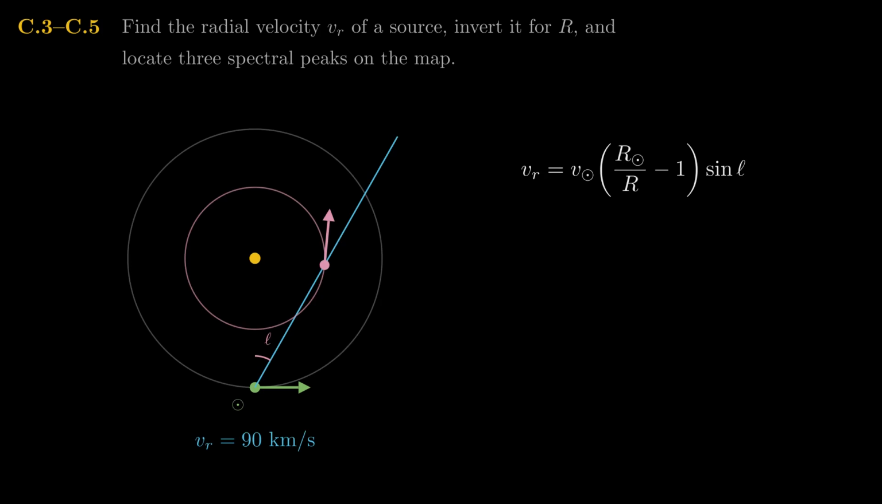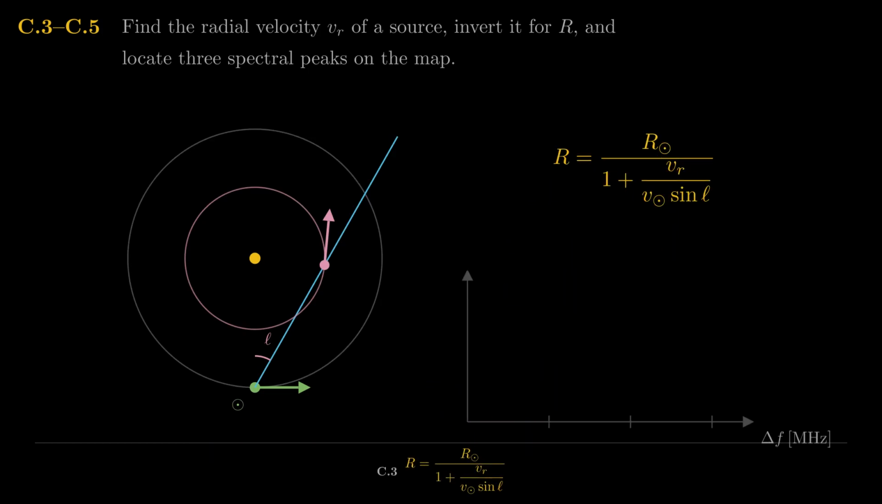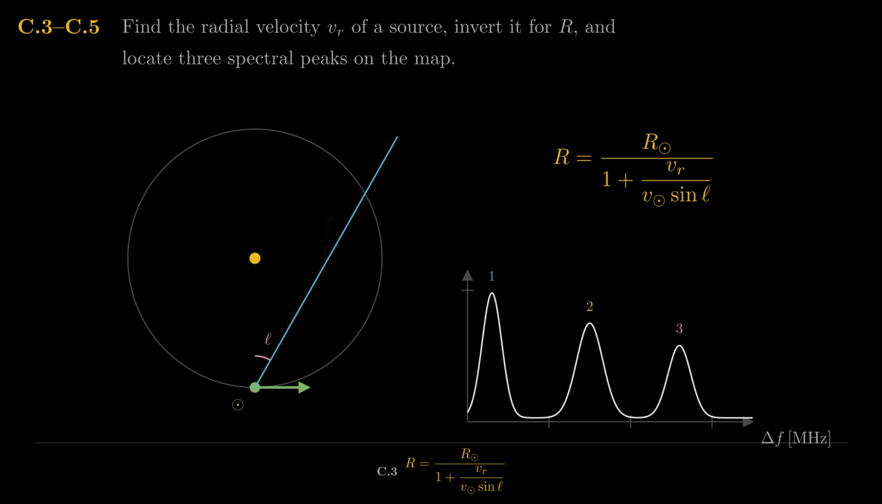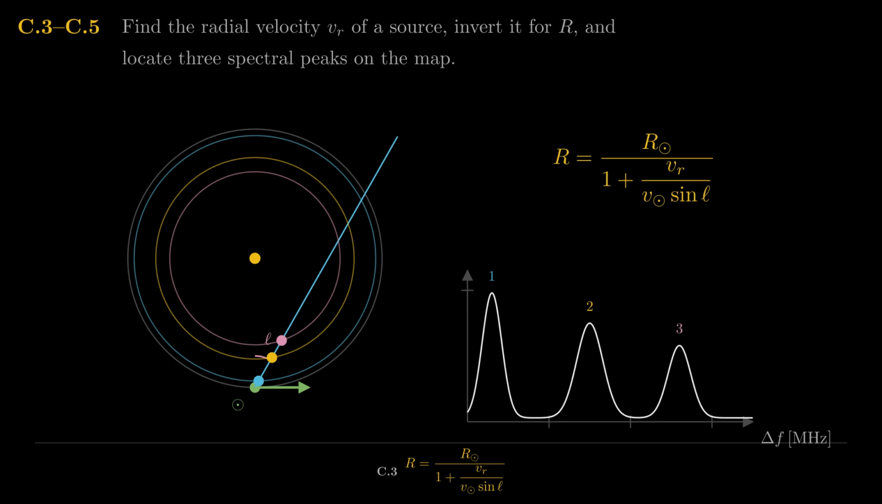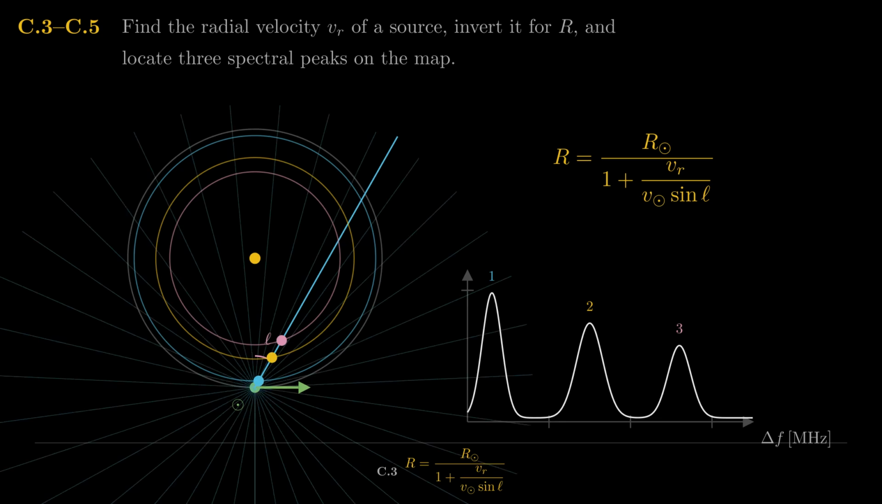Both objects share a speed, so the difference of the two projections depends only on the ratio of radii. Invert it. This is the whole mapping instrument. Point the dish, and the 21-centimeter line comes back with 3 peaks. 3 clouds along one line of sight. Each peak is a velocity, each velocity is a radius, and each radius is a circle on the map. Now sweep L through every direction. That is how the spiral arms of the Milky Way were mapped, without ever stepping outside it.